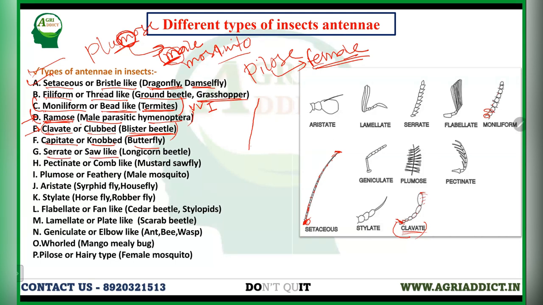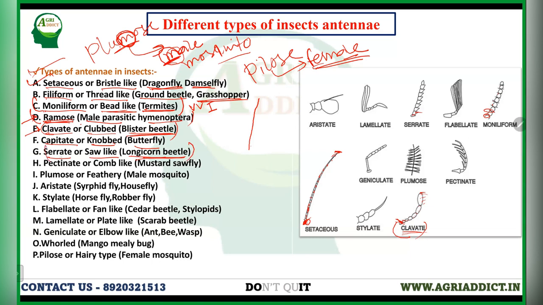Another one is serrate or saw-like. The serrate type of antenna is like a saw, and you know a saw is an instrument used to cut wood, called karat in Hindi. The serrate type of antenna is mainly seen in different longicorn beetles.